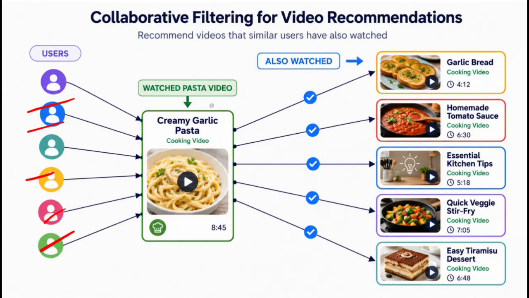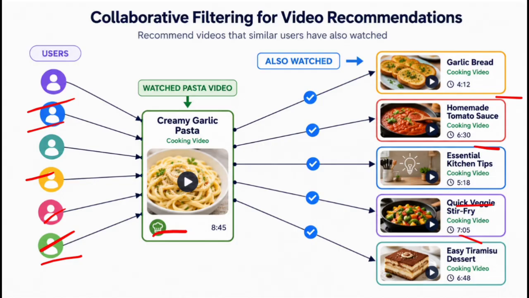The method is called collaborative filtering. Look at the anonymous users shown on the left. These viewers watched the same creamy pasta garlic video, but after the pasta video, many of them watched other videos such as veggie stir fry, tiramisu dessert. Some watched a garlic bread recipe, some homemade tomato sauce, some essential cooking tips, or some dessert videos.